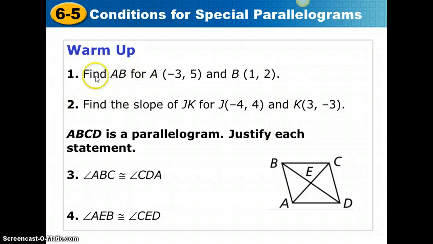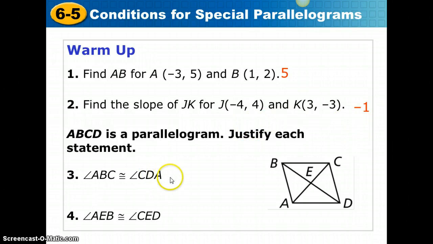For A, find the length of AB when A is at -3,5 and B is at 1,2. We need to use the distance formula here. In doing so, we get that it's 5. Secondly, find the slope of JK for J at -4,4 and K at 3,-3. We'll need to use the slope formula. In doing so, that slope is -1.